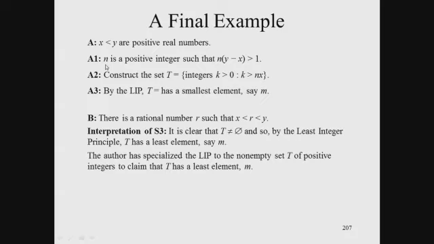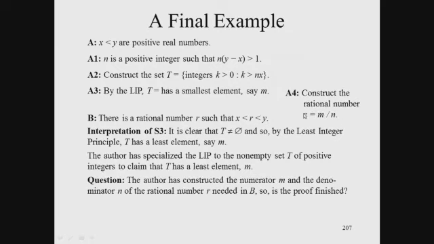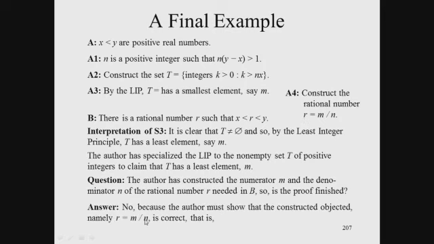Is the proof complete? Are we done? No. Why not? You have to show that the something happens. You have to show that the object you construct is the correct one, namely that it satisfies the certain property and the something that happens. In particular, we still have to show that R equals M over N is between X and Y. So we construct the rational number R equals M over N, and we're not finished because we still have to show that this constructed object is correct. That is, that R equals M over N is strictly between X and Y. And that's what the remaining statements in this written proof are all about.